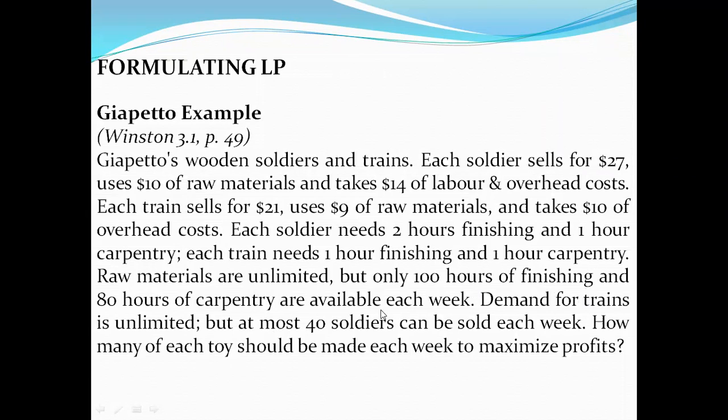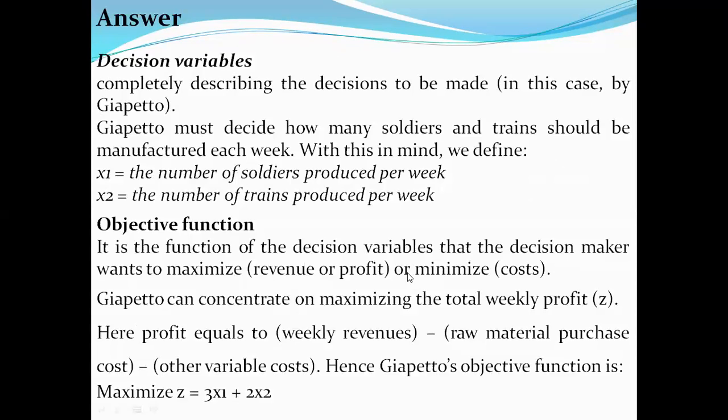So here the equation values have been given, equating with respect to the 100 hours of finishing for all soldiers plus trains. So let us consider soldiers as x1 and trains as x2, right? Here it specifies x1 as soldiers and x2 as trains.